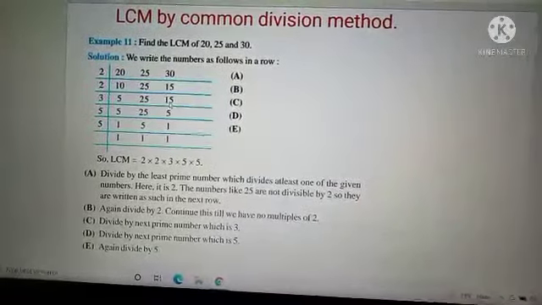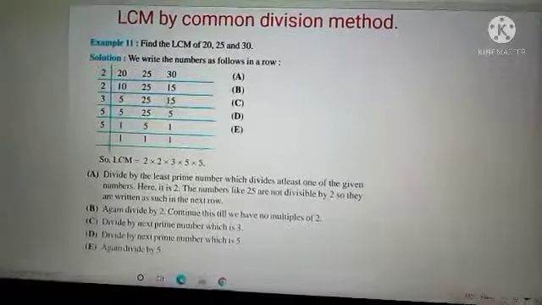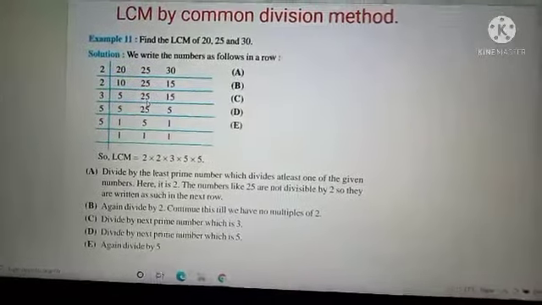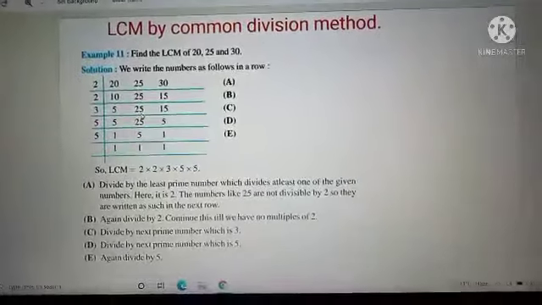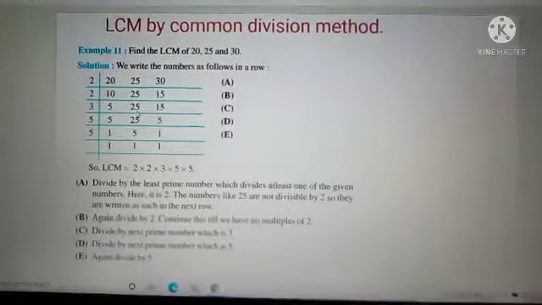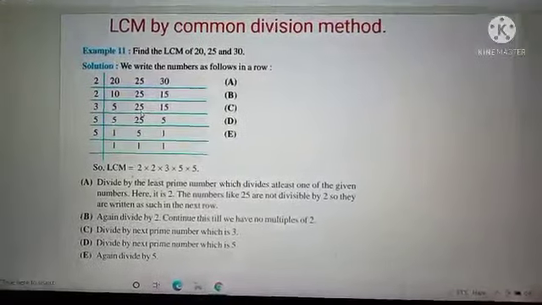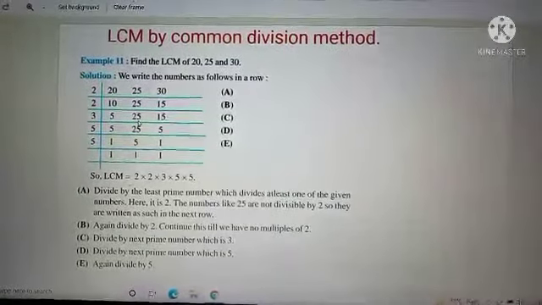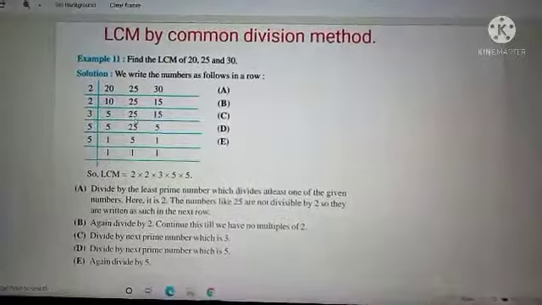5, 25 and 15. No, we can't divide. So we will look at the next prime number. After 2, what is the next prime number? 3. Is there any number that we can divide by 3 here? Yes, it is 15. So we are taking 3 now.